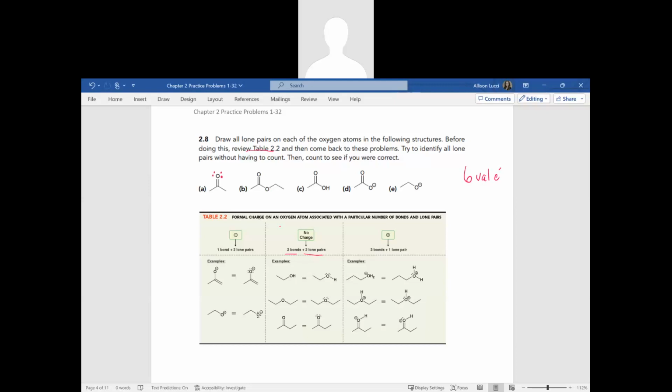2 bonds. The next molecule, molecule B, we see 2 oxygens with neutral charges, or neutral with no formal charge. So we know that since they have 2 bonds, each of these would also have 2 lone pairs. Our next example, letter C here, we're going to see that again. So this carbonyl, that oxygen has 2 lone pairs. Down here, we also see 2 lone pairs on this oxygen.